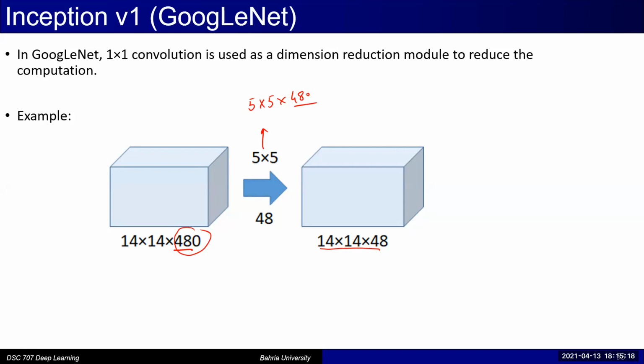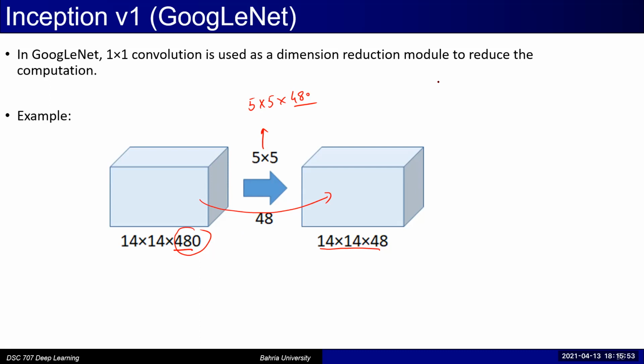Now, let's see how many multiplications are involved in going from this volume to this volume. Previously, we have been focusing on the size of the volume and the number of parameters. That we already know: size you can compute directly or using the formula, and the number of parameters is this plus the number of filters. Now there's an additional thing that we are computing, which is the number of multiplications. How do we compute it?